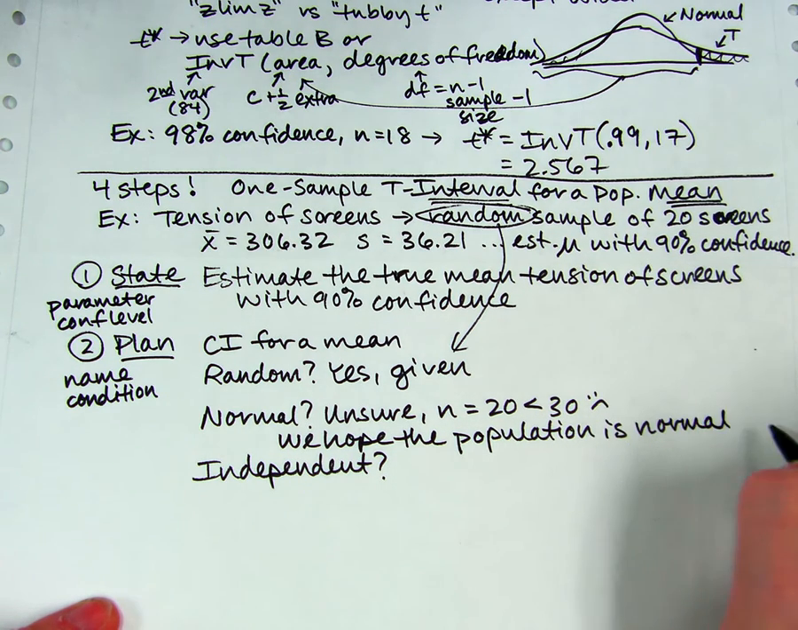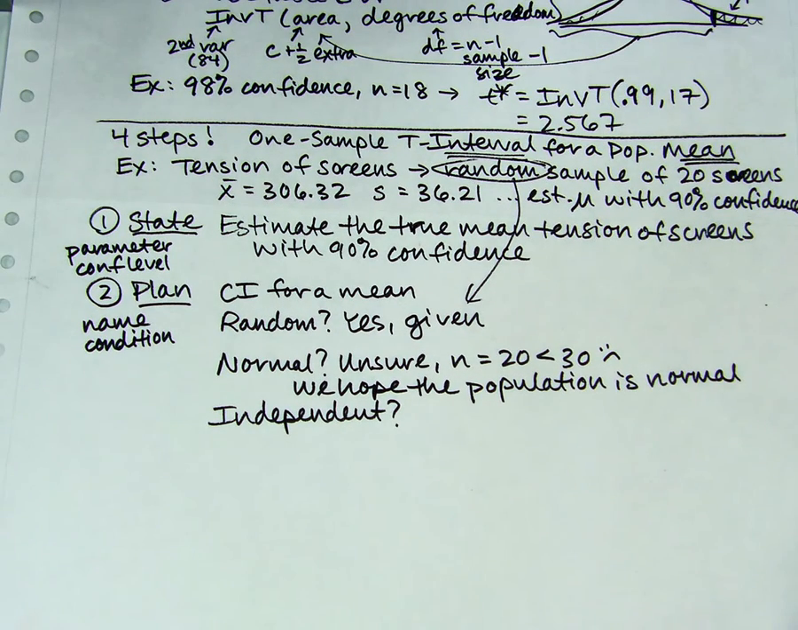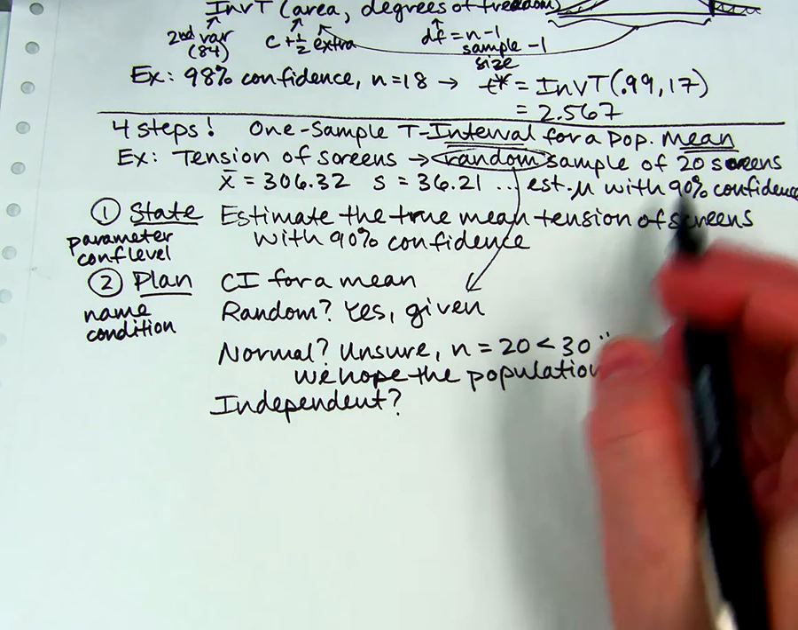And some people like to write proceed with caution or something like that. So you can, if you want to, write that. It's kind of cute when kids write that, you know. But we're just going to keep going anyway, but we're going to say we're not quite sure if our calculations are accurate. Independent, we're checking 20 screens.